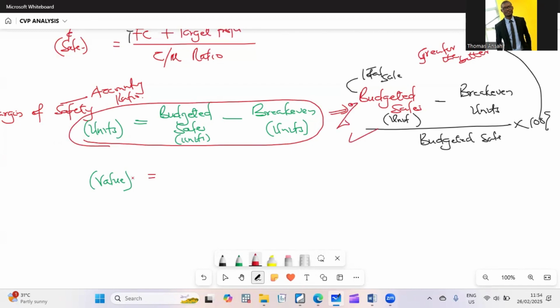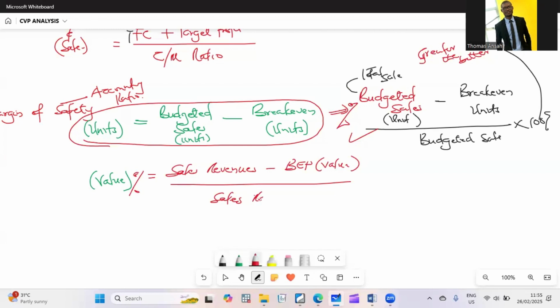So in value terms, in percentage, what do you think it will be? Yes, the same figures that you have here, but we are going to use the sales revenue, because that is your total sales. The sales revenue minus the break-even point in value, divided by your sales value, sales revenue, or total sales or budgeted sales, the same thing. Then you multiply it by 100%.